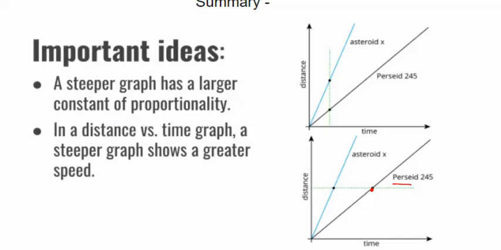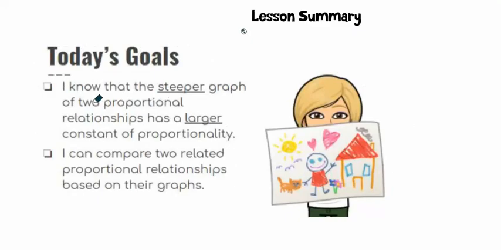Last thing, our lesson summary. We know that the steeper the graph of two proportional relationships, the larger the constant, and we can compare two proportional relationships on a graph.